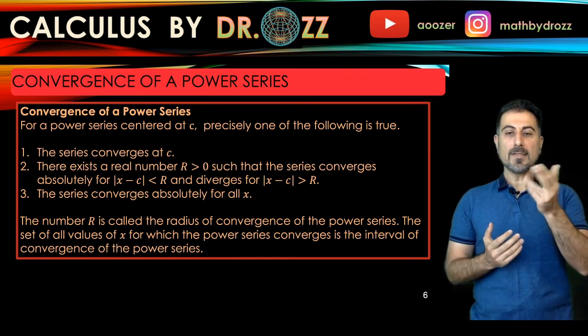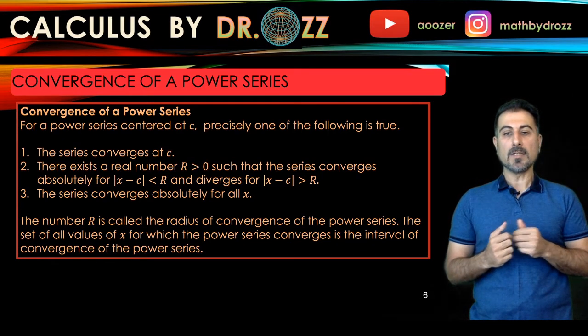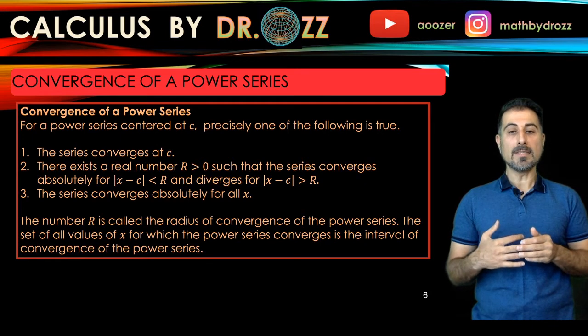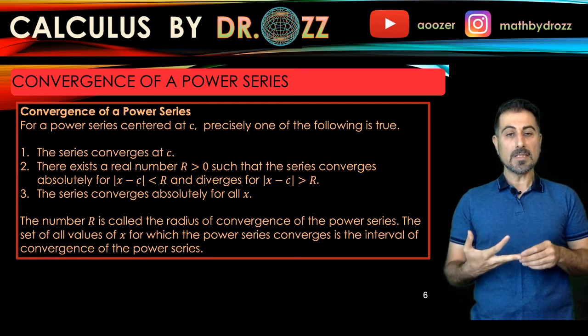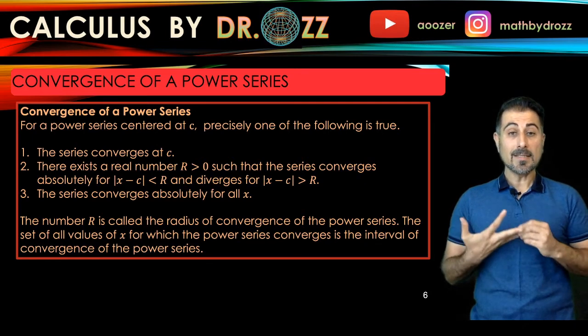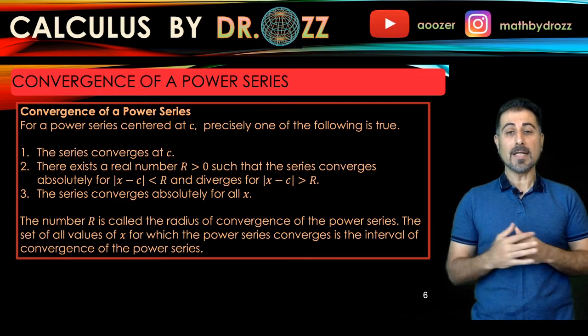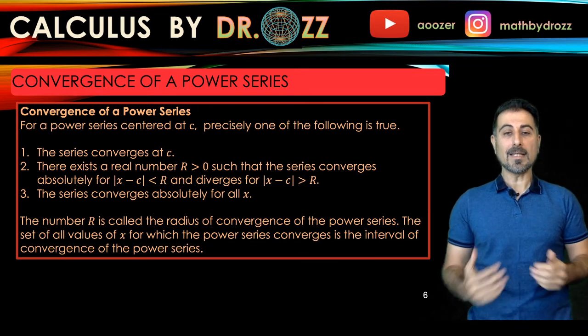So in the first case, the series converging at only c, the radius of convergence is 0. In the second case, it is just a finite number. In the last case, the radius of convergence is infinity.